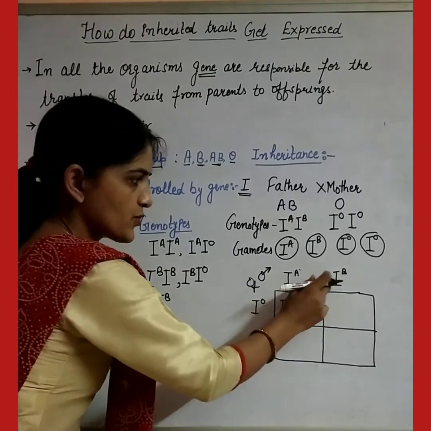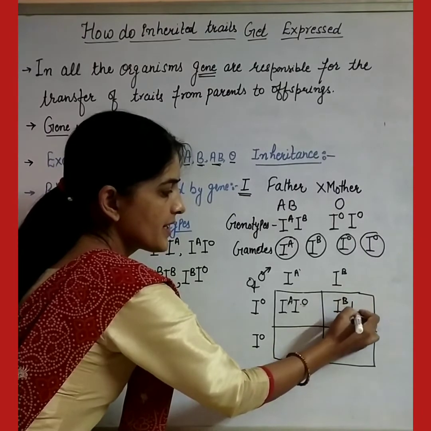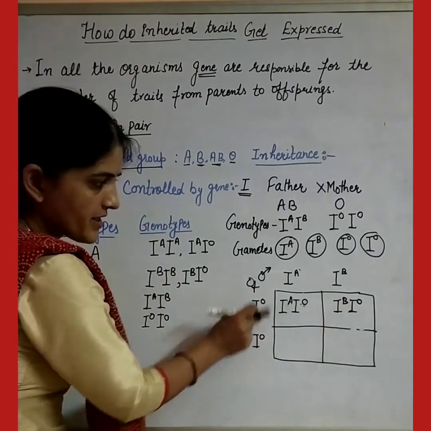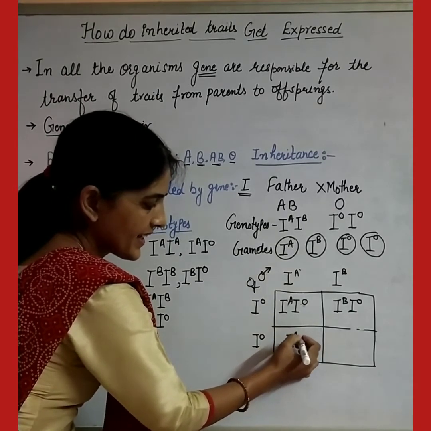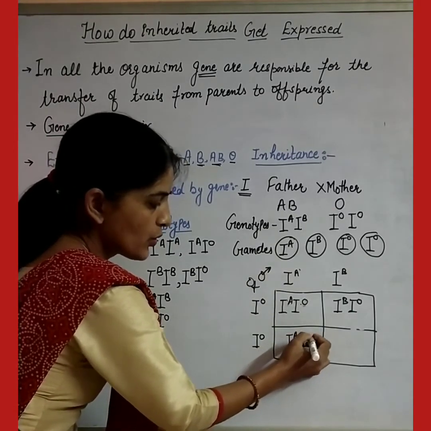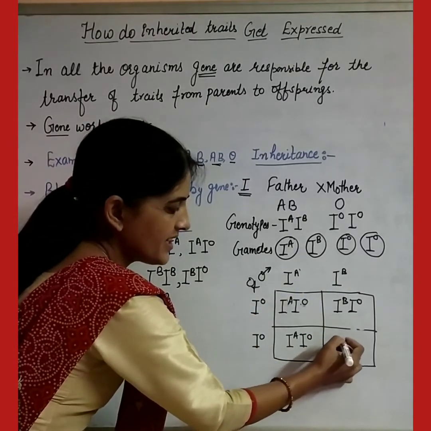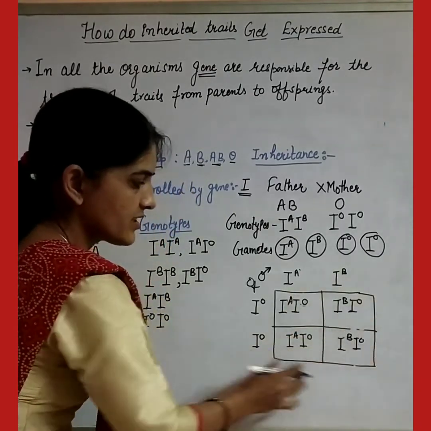If this gamete is fused with this, it forms IB, IO. If this gamete is fused with this, it forms IA, IO. If this gamete is fused with this, IB, IO. Let's see the result.